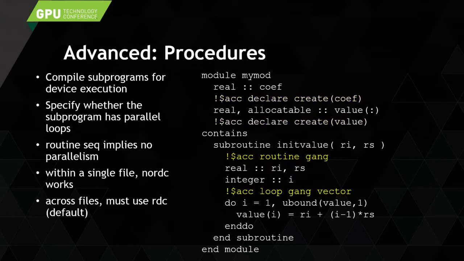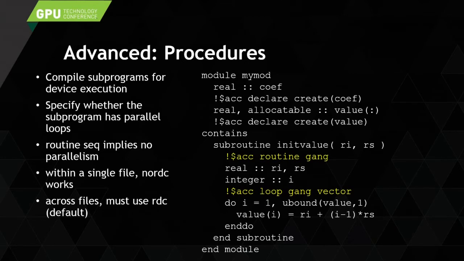Procedures. When you did OpenACC 1.0, this was the biggest missing piece. You couldn't do a procedure call because you couldn't compile a procedure for the device. All right, well, now you can. It's not perfect yet, but it's getting closer. So ACC routine says inside the procedure, compile this routine for the device. It's going to also compile it for the host, but it'll compile it for the device.